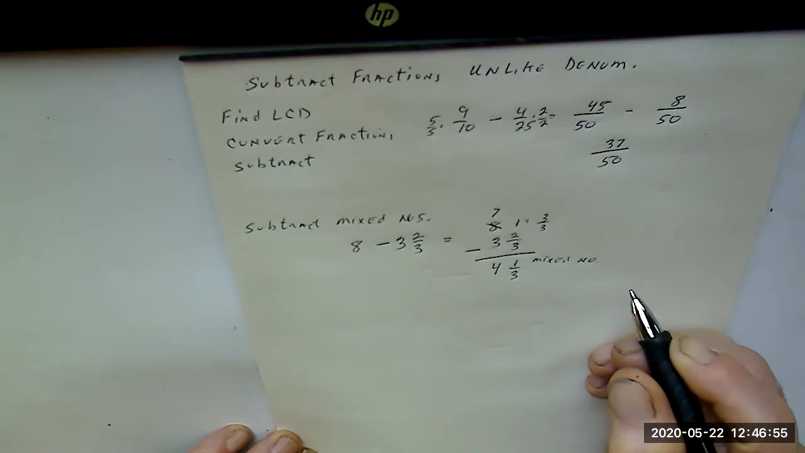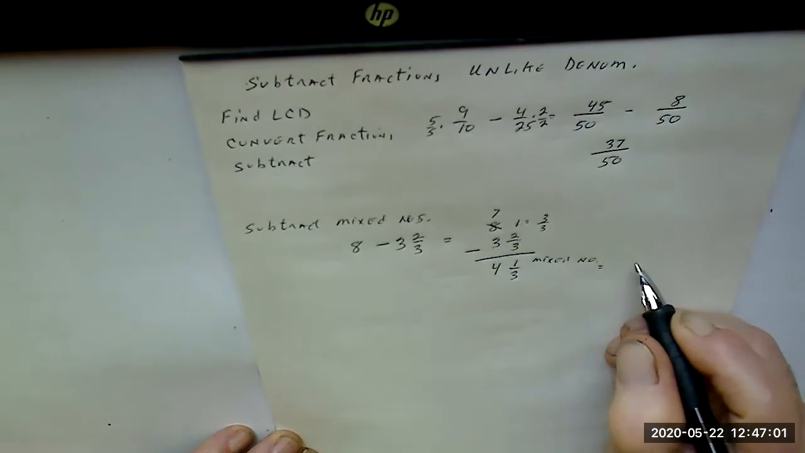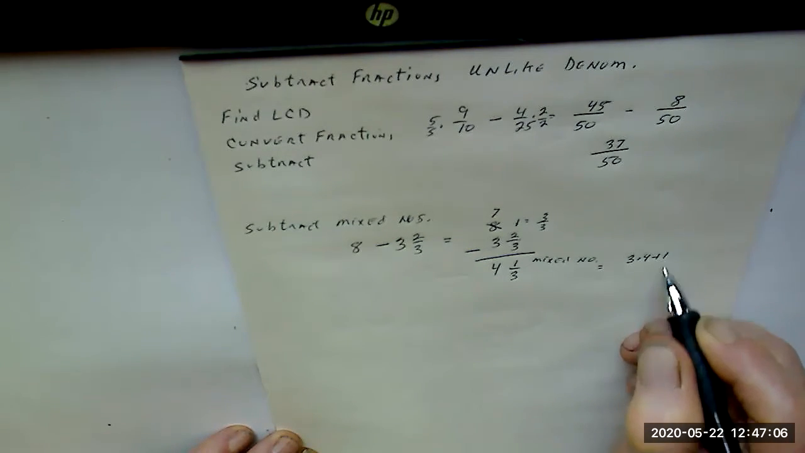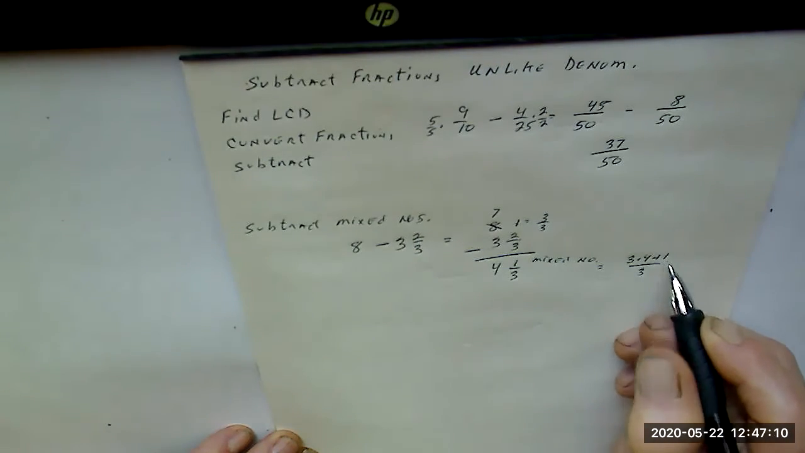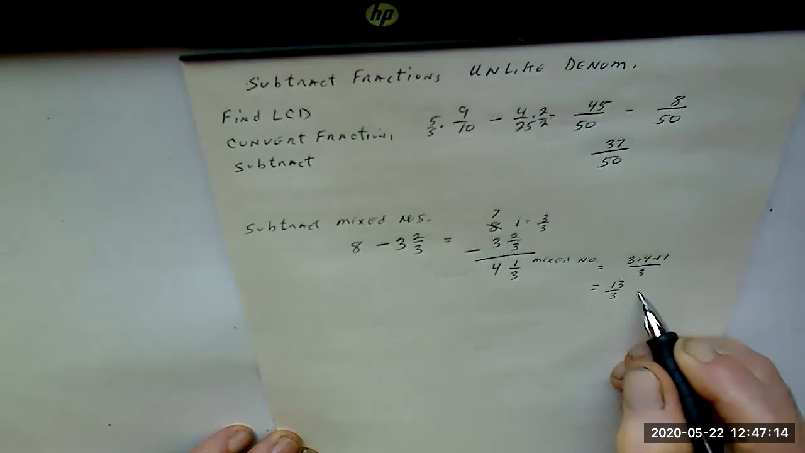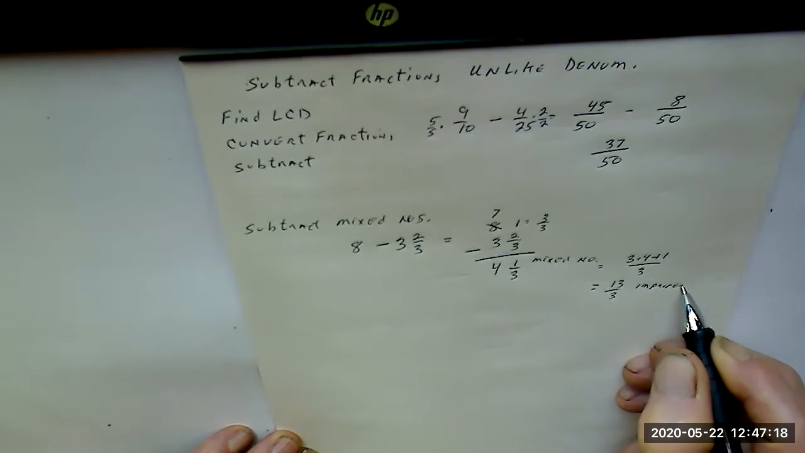If the computer says it requires a simple fraction, that's not acceptable. We would then convert the mixed number by taking 3 times the whole number, add the numerator, all divided by 3. That gives me 12 plus 1, which is 13/3. So here's the answer as an improper or simplified fraction.